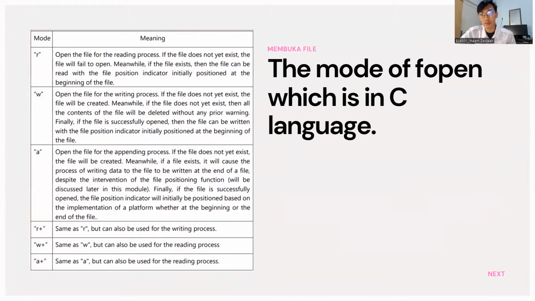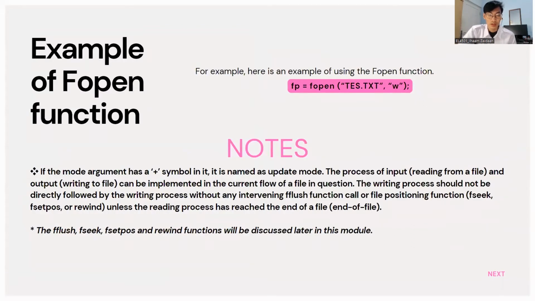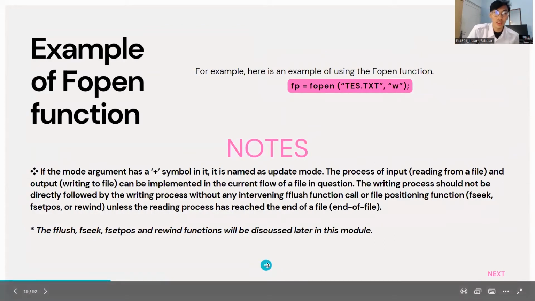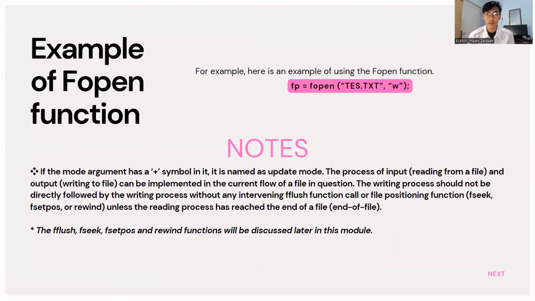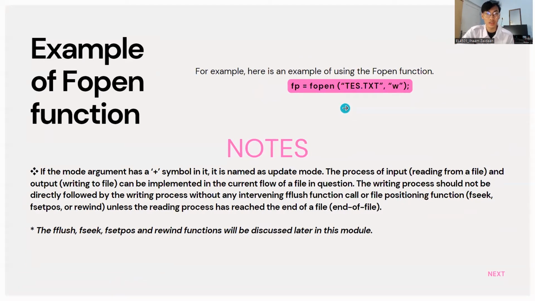Now, these are the modes of fopen in C language. So this is an example form of the fopen function: fp equals fopen test.txt. The test.txt is the file that we will open to write. The mode is w, so the mode is write.